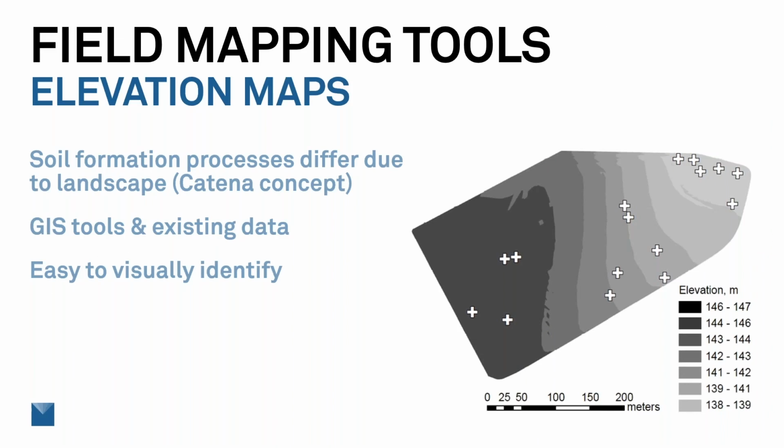So when we're trying to think about how we decide where to make our measurements, there are tools available to help us think about this and make decisions on where to make measurements. One of the first things that comes to mind for me are elevation maps. And the reason I like to use elevation maps is I first want to talk about the catena concept. And the catena concept kind of describes how soil formation processes change across a hill slope.